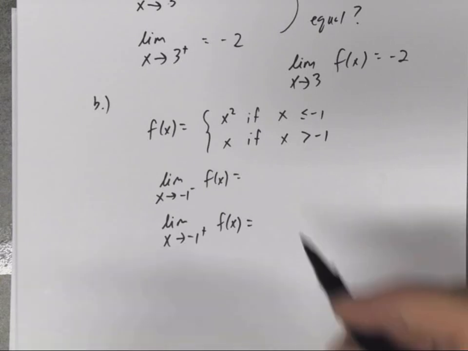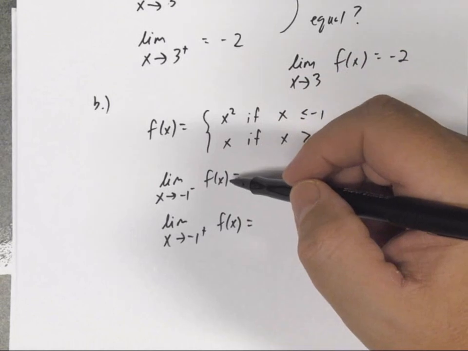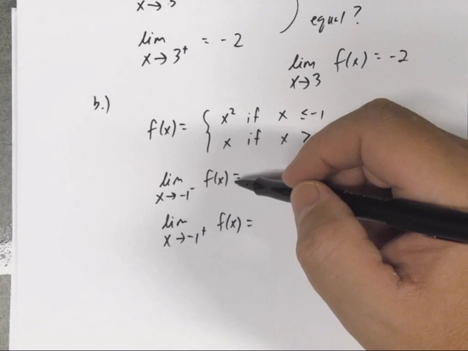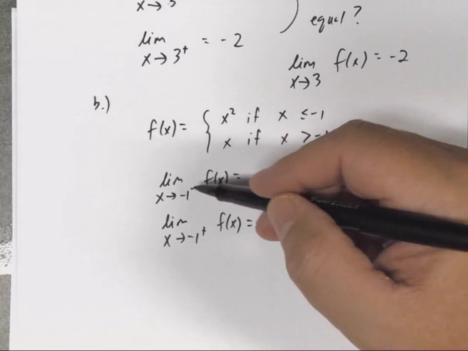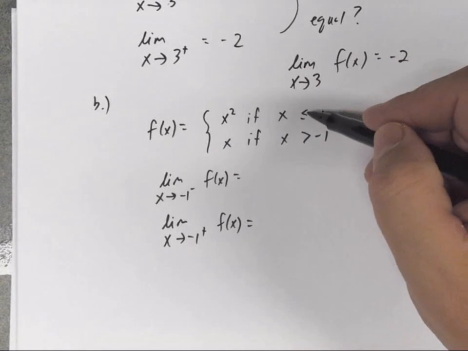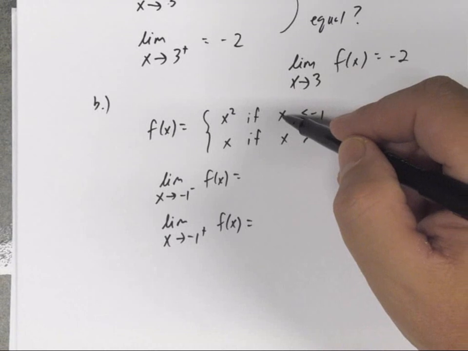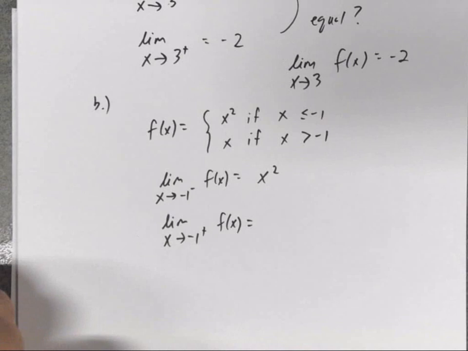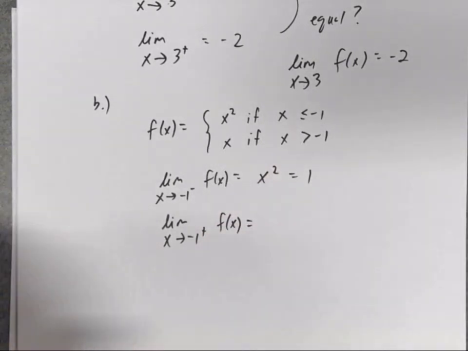So this first one says, let's look at the limit of f of x as I approach -1 from the low side, like -1.1 or -1.01. If I go to my function, which one do I use? Since this is less than -1, it looks like the top expression, because this is the expression if x is less than or equal to -1. So for this one, it's x squared.